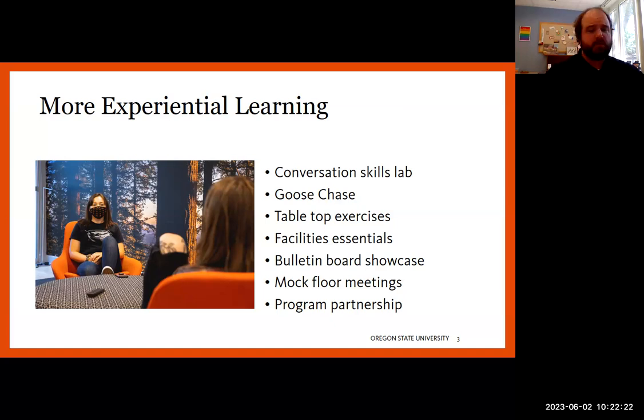We'll do some mock floor meetings. We plan on doing a session specifically for facilitating community standards meetings. And then we added a program partnership. One of the things is how to plan a program and the steps and stages. Instead of doing a guide, like here's how to do it, and just talking about it, we are planning on partnering 2 buildings or communities together in one evening of our training.